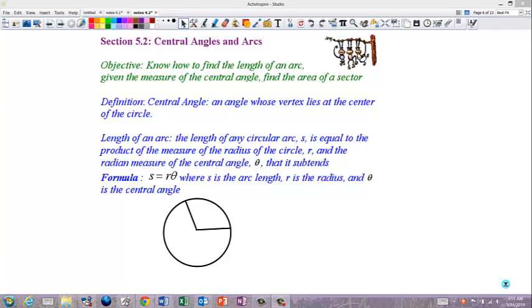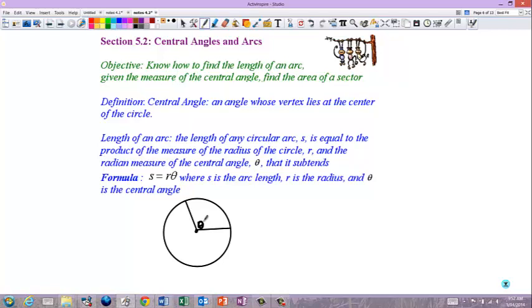Alright, this lesson is 5.2. We're going to be dealing with central angles and arcs. We need some definitions. A central angle is an angle whose vertex lies at the center of the circle. Pretend that that's the center of the circle. That one is a bad drawing. But that would be the central angle, and they always call it theta.